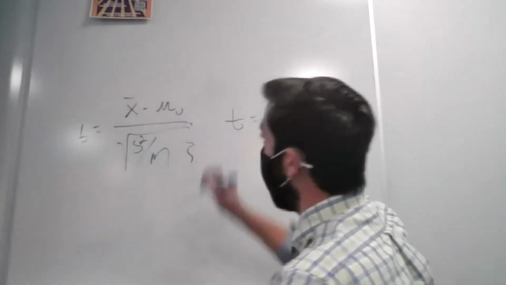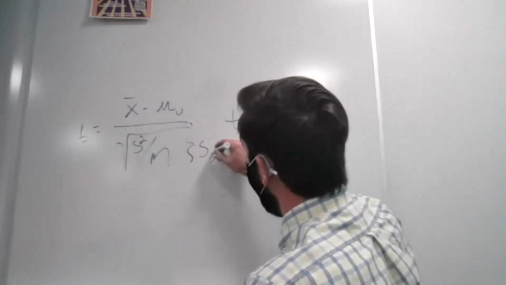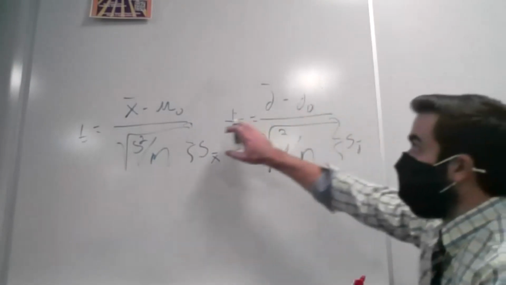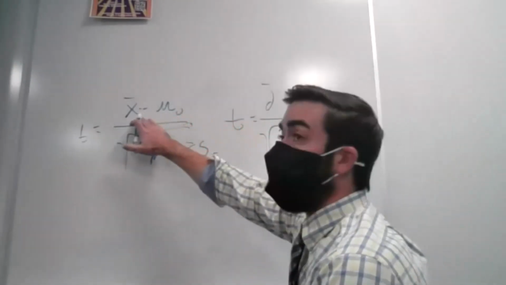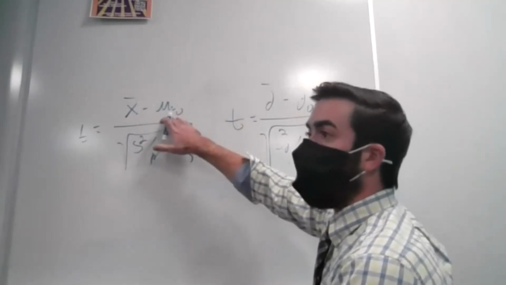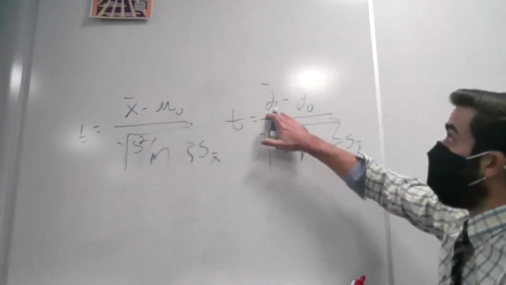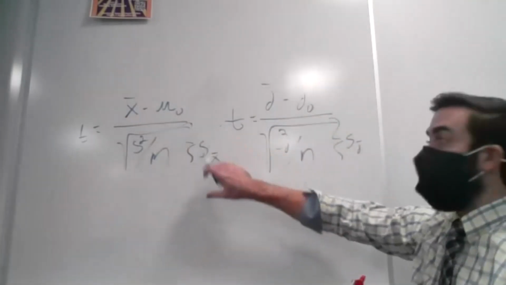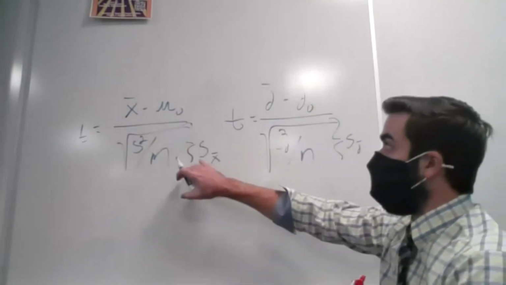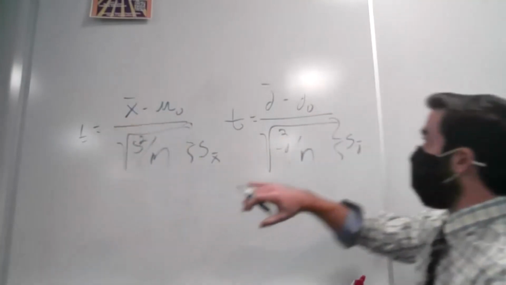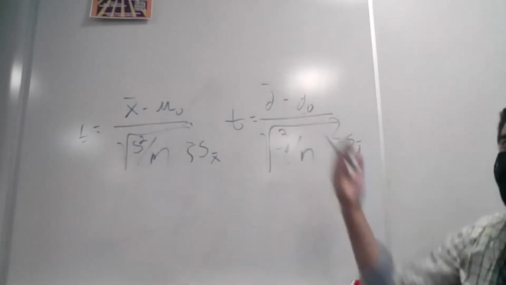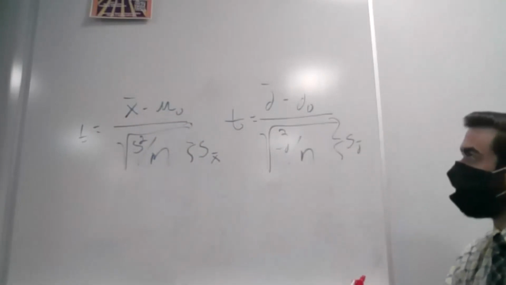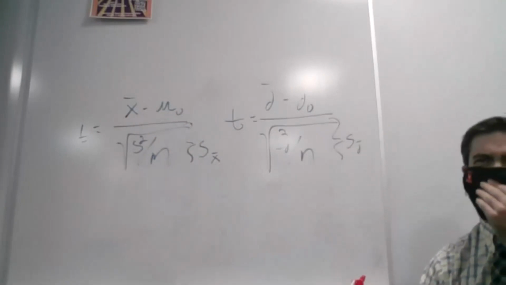Because remember, when we're calculating these test statistics, we're always subtracting the assumed true population value of the statistic we're interested in. So for a sample mean, we subtract the assumed true population mean. For a sample difference, we subtract the assumed true population difference. And then we always divide by the standard deviation of the statistic we're interested in. So divide by the standard deviation of our sample means. Divide by the standard deviation of our sample difference. So it's the same format, just a little bit different notation now. Okay? Any questions on that? Shouldn't be too bad.